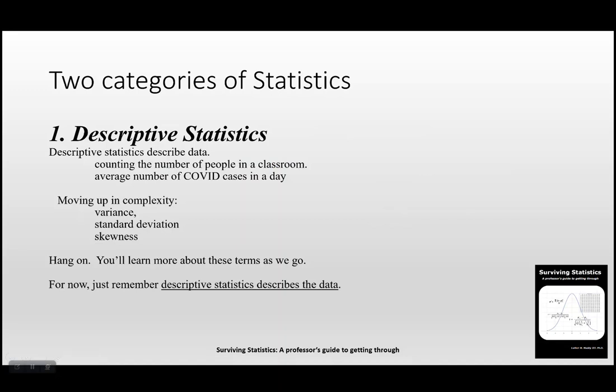There's two categories of statistics that you'll need to be aware of. As you're moving through my workbook or through your class, one of the first things you'll learn about is descriptive statistics. And descriptive statistics just describe the data, and that could include things like counting, or averages, and it also moves up in complexity into things like variance, standard deviation, and skewness. Now, don't worry about those numbers. Hopefully you've already been introduced to some of that in your prior math classes, but if not, we'll get through them as we go through additional lessons in Surviving Statistics.